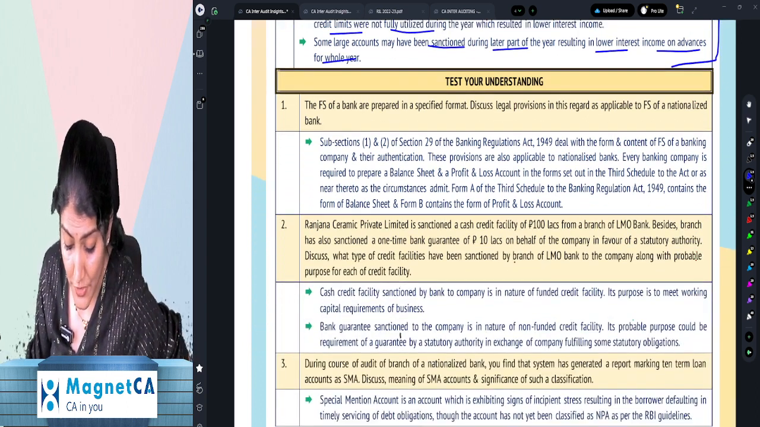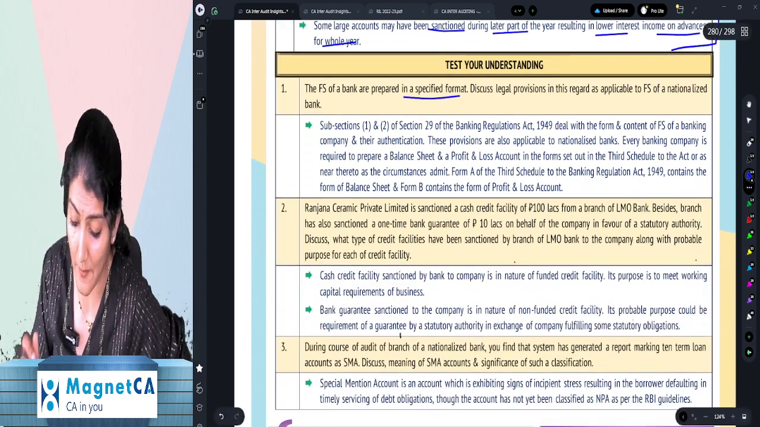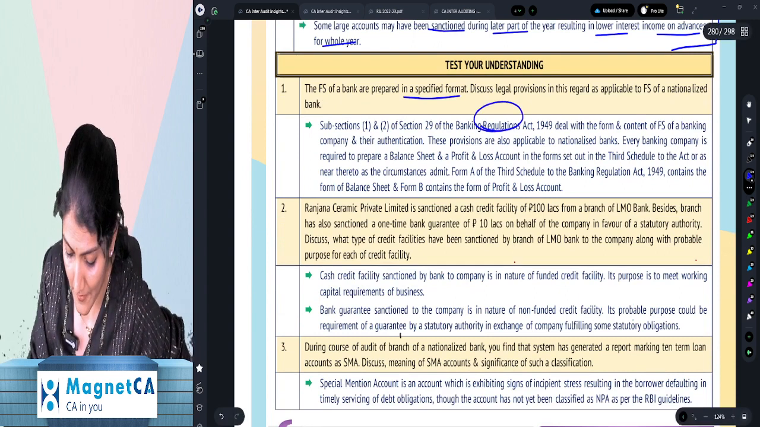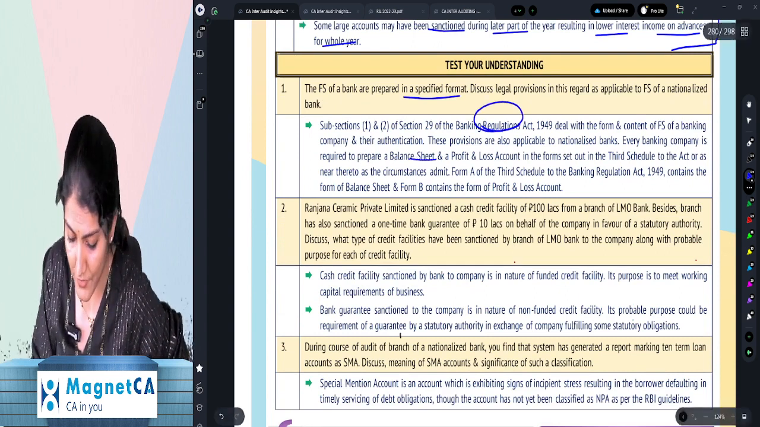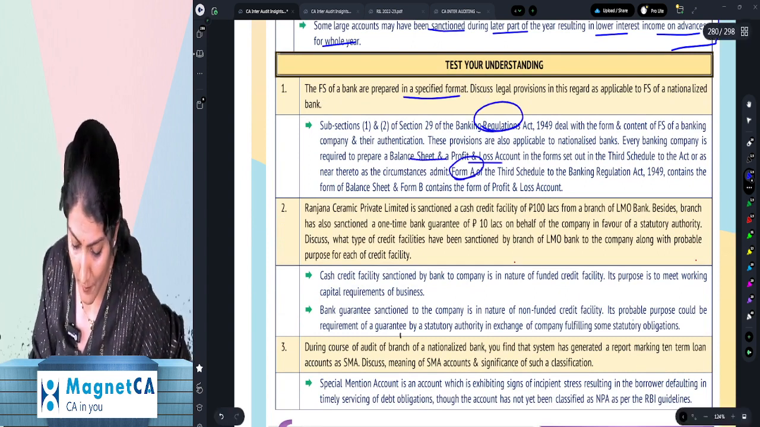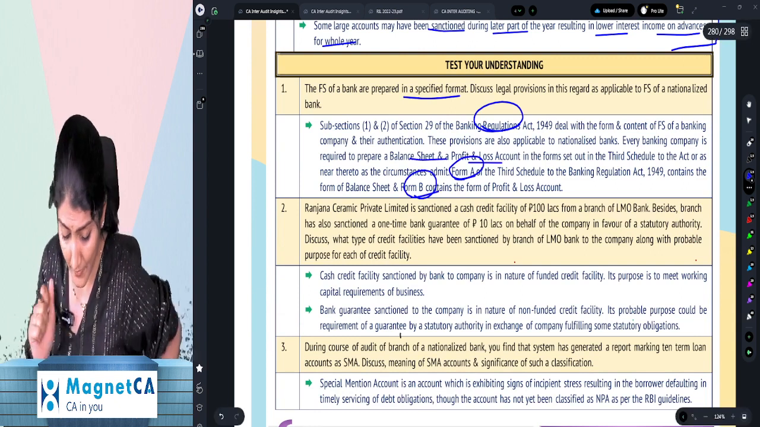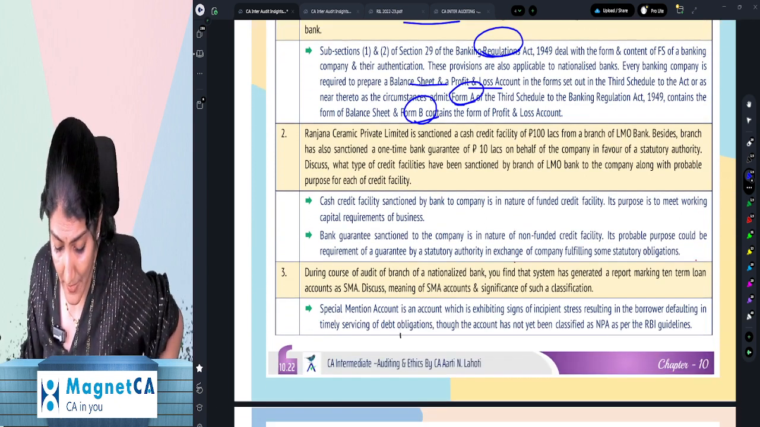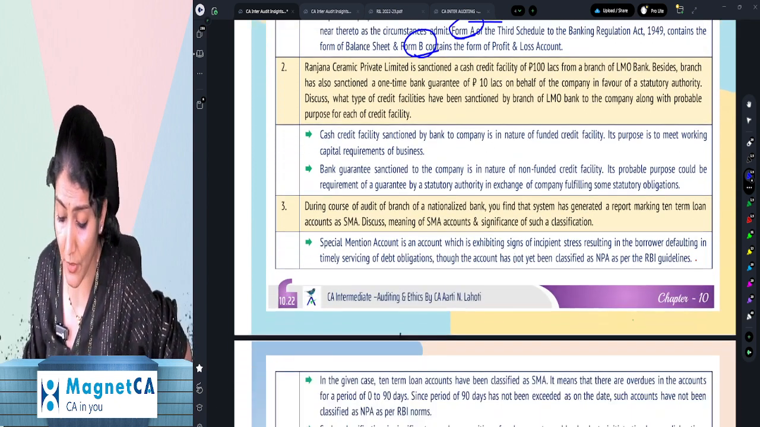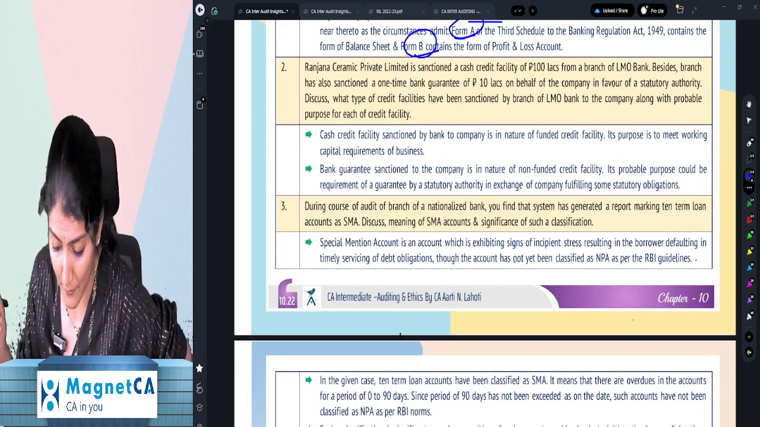Right? Then financial statements of a bank are prepared in a specified format, right? So they are prepared as per the Banking Regulation Act, right? The balance sheet and the profit and loss, the Form A and the Form B. Right. Ranjana Ceramic Private Limited has been sanctioned a cash credit limit of 100 lakh from a branch of LMO Bank.